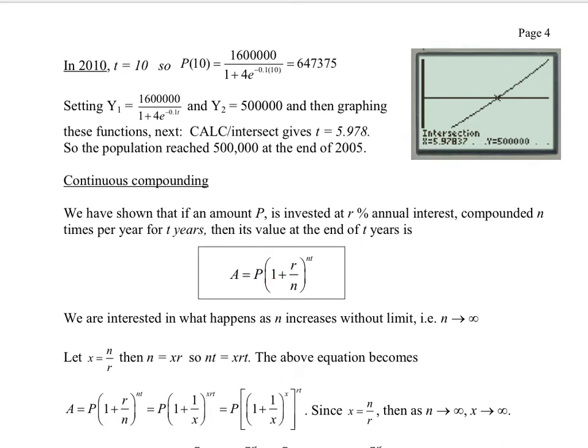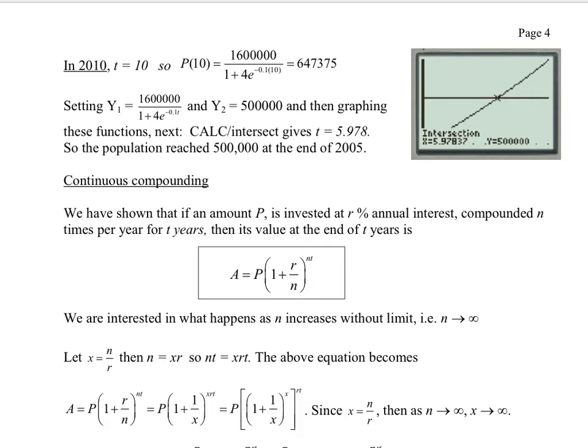So for example, if the interest rate were 12% and we had compounded monthly, we would have to do 1 plus 0.12 divided by 12 in here. And that would become 1.01, that whole thing. Now, that would be for monthly compounding. If we had daily compounding, the n would be 365 instead.